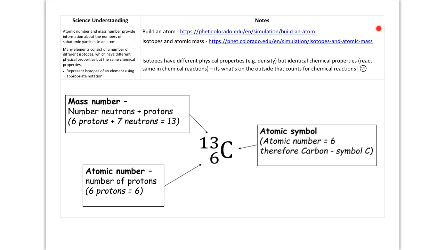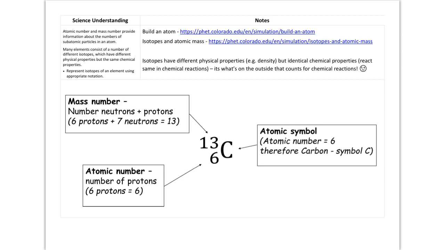I've put these two links to PhET simulations up on Edmodo, and I hope that you've had a look at these two and had a play. There's some games there where you've just played around and got a feel for how the structure of the atom works in the Build an Atom one, and what isotopes are, and the concept of atomic mass in the isotopes and atomic mass simulation. So if you haven't done that, I'd recommend that you pause the video and go and do that now. But if you have done that, let's get on with the story if you like.